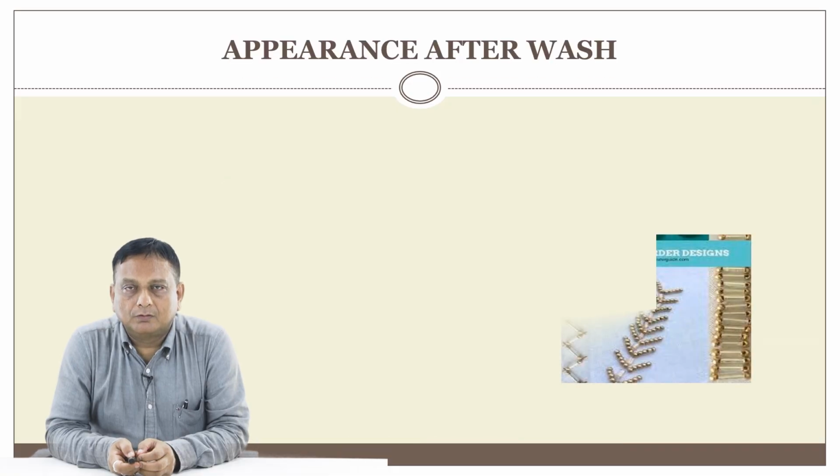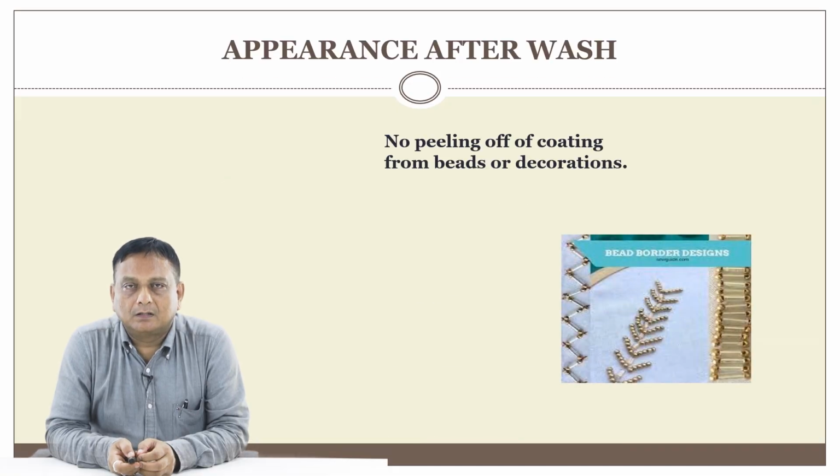Now, it also includes the different parts of the coated material, like in many garments where beads or decorations are used. There should be no peeling off of coating from the beads or decorations, because if it happens, then the appearance of the garment will deteriorate and people will not like that garment. So the consumer will not be satisfied wearing that garment.